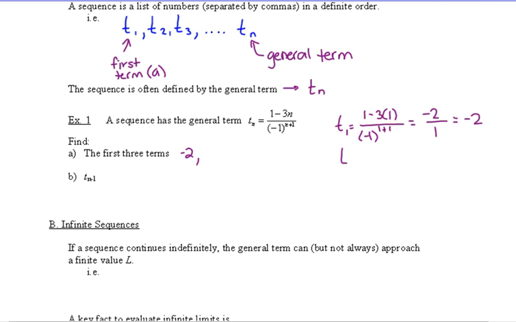Okay, term 2: 1 minus 3 times 2, all over negative 1 to the power of 2 plus 1. So 1 minus 6 is negative 5. And this is going to be an odd power in the denominator. Negative 1 to an odd power is negative. So the second term is positive 5.